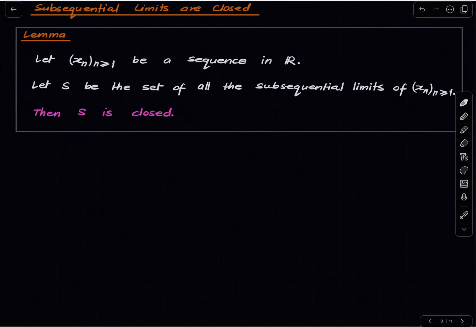Okay. So here is a nice example of closed sets. You pick any sequence in R, meaning a sequence of real numbers, and let S be all the subsequential limits. So just the set of all the real numbers that can be obtained as the limits of some subsequence of this sequence, then that set is a closed set. So this is one way to build closed sets. So the set of all the subsequential limits is a closed set.